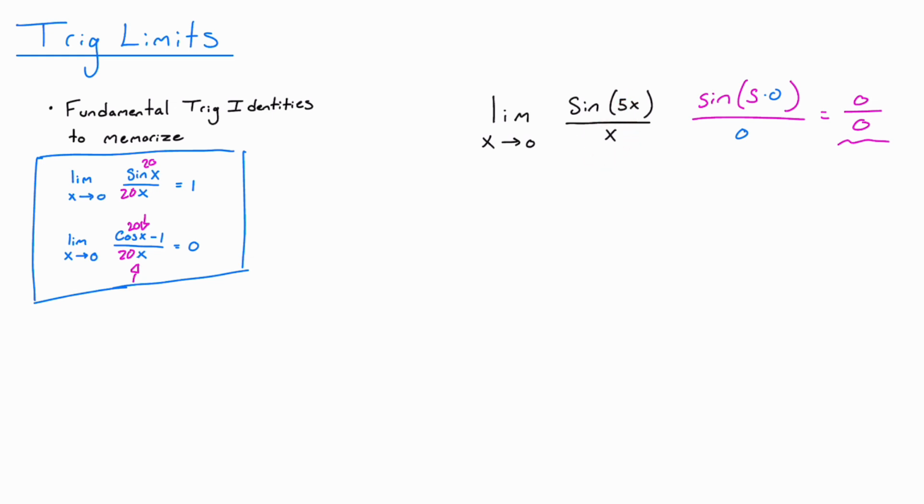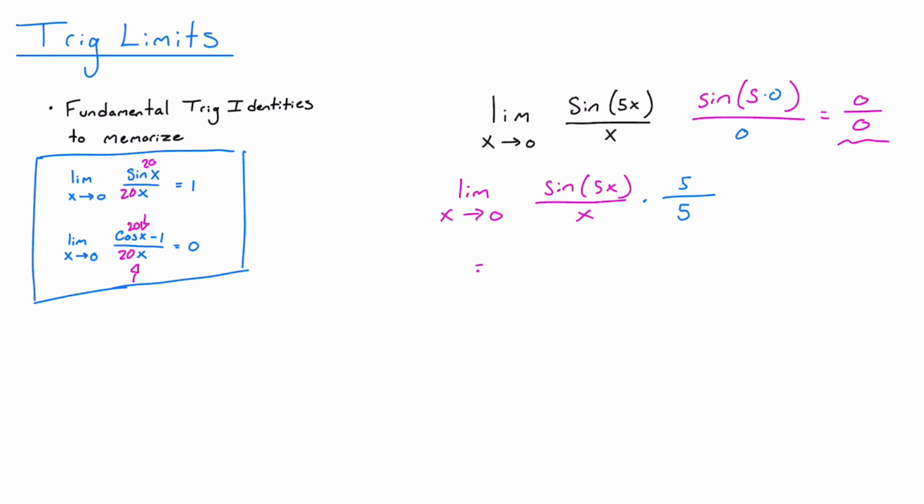Right now we have 5x over x. Like we said here, they have to be the same thing. It doesn't have to be x, but they just have to be the same value. So to get that to be the same value, I need this denominator to have a 5 next to it. And the way that we can do that is by multiplying both the numerator and denominator by 5. So we get sine of 5x over x, and we need to multiply by 1, which is 5 over 5.